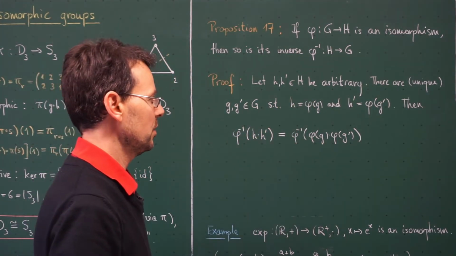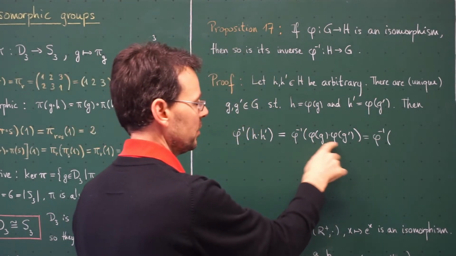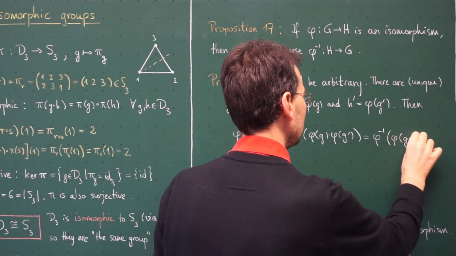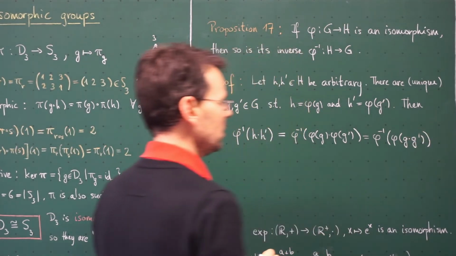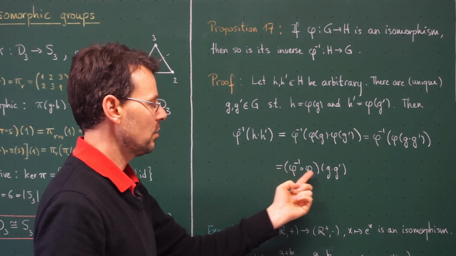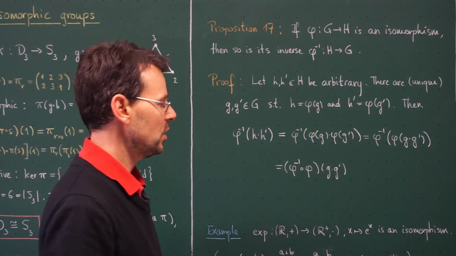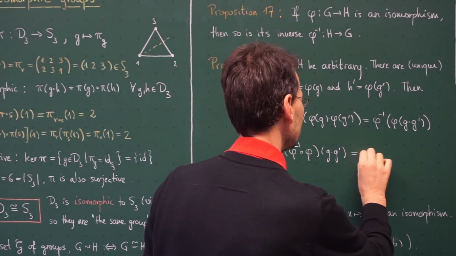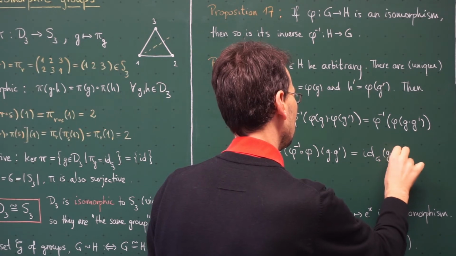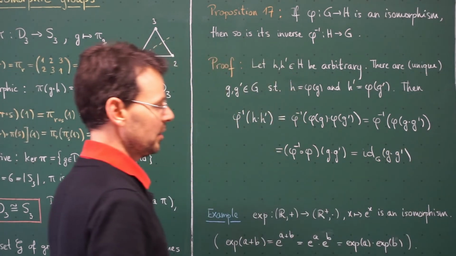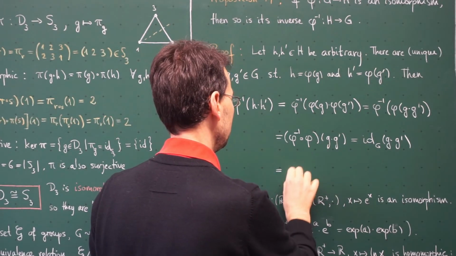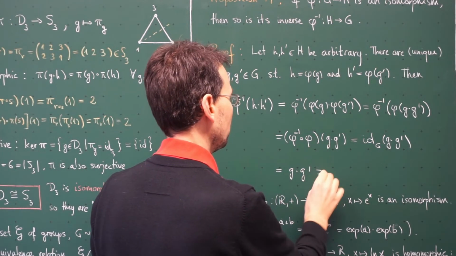Then by definition, this is what we get. But now, because phi is a homomorphism, we know that this in the parentheses can be written as phi of g times g prime. But this, by definition of composition, is nothing but phi inverse composed with phi applied to g times g prime. But this, of course, is the identity of G applied to g times g prime. But this simply is g times g prime.